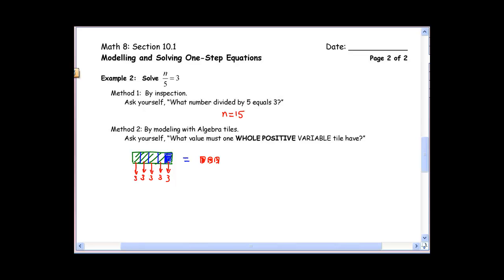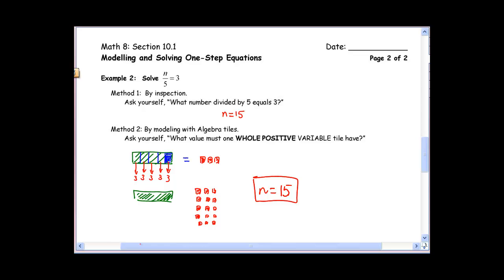So my question is, what would one full piece here be equal to? Well, notice what I just said was each of these pieces equals 3. So I guess that means I would have to make 5 copies of 3. So 1, 2, 3, 4, 5, 6, 7, 8, 9, 10, 11, 12, 13, 14, 15. And therefore, in this case, n equals, that's right, 15.